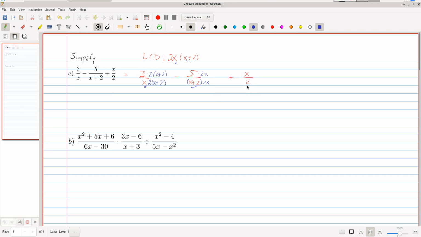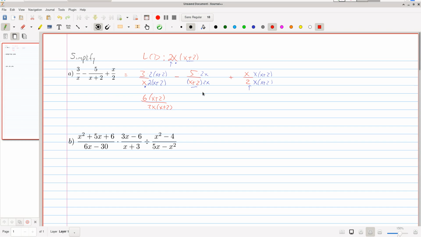If you look at the last fraction, this has the 2, but it's missing the x, and it's missing the x plus 2. So we'll multiply by x plus 2 on both the numerator and denominator. Okay, let's rewrite what we have. The first fraction is now 6 times x plus 2 over 2x, x plus 2.